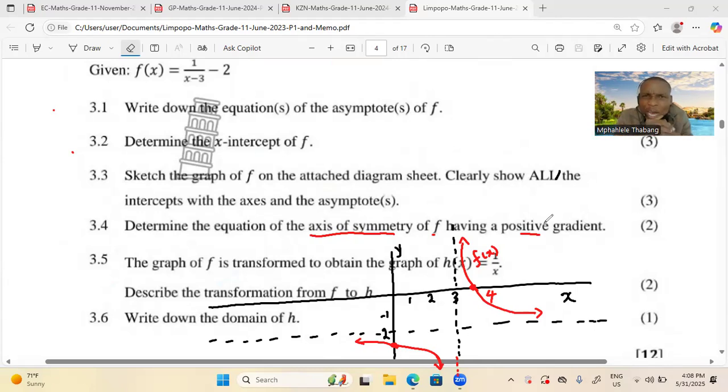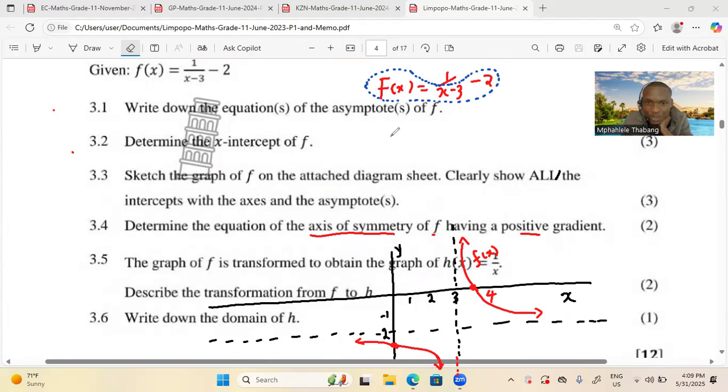I'm going to show you how to find the axis of symmetry which has a positive gradient in a simpler way. Okay, let us observe our function. Our function is f of x equals 1 over x minus 3, minus 2. Let me pick the denominator and pick this minus 2. I will use this part to find the axis of symmetry of a hyperbola function which has a positive gradient.